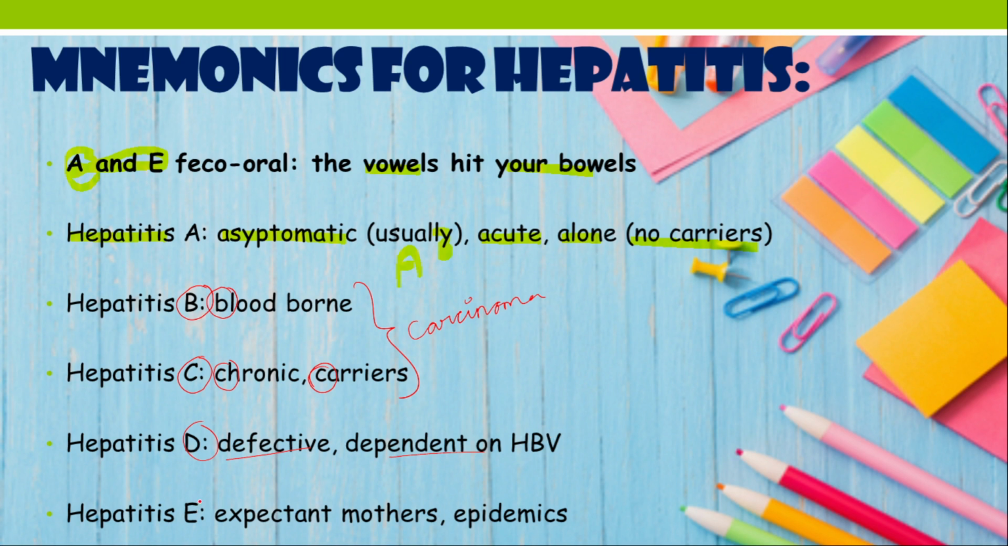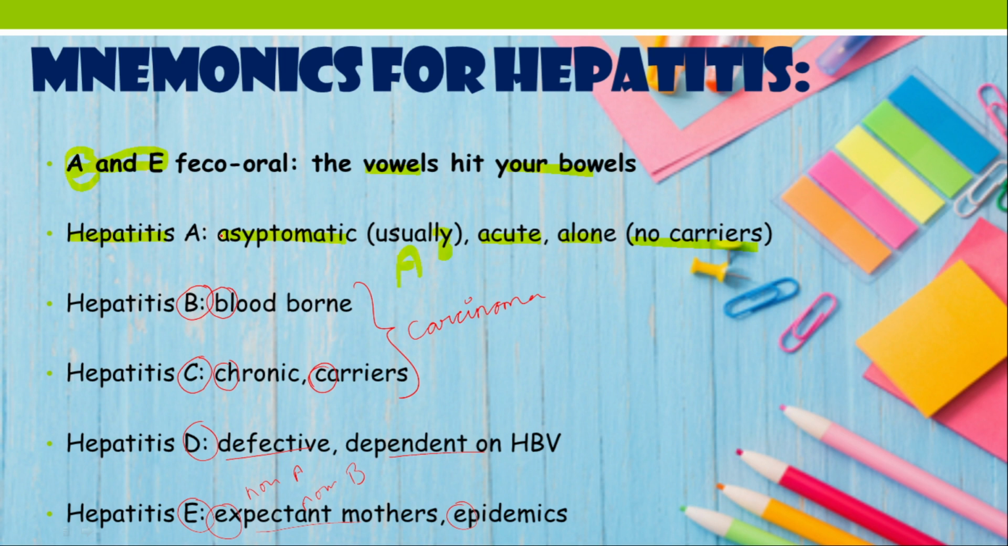Then comes hepatitis E, which we already know is a non-A and non-B virus. Non-B hepatitis. They used to call it like that. And here you can remember it as E and E. It usually causes fulminant hepatitis. In case of pregnant women, we can think about hepatitis E, that is expectant mothers. In case of pregnancy, if hepatitis is developing, we can think about hepatitis E. Then comes epidemic. So whenever there is an epidemic, we have to think about hepatitis E.